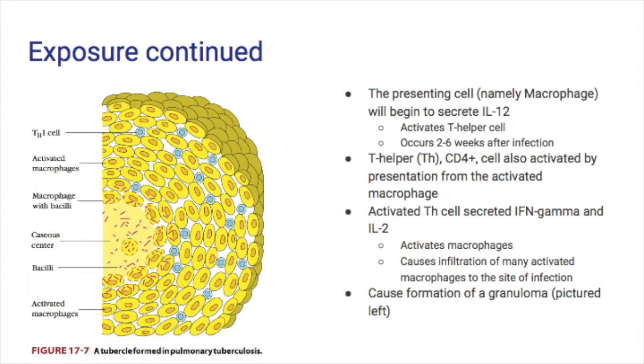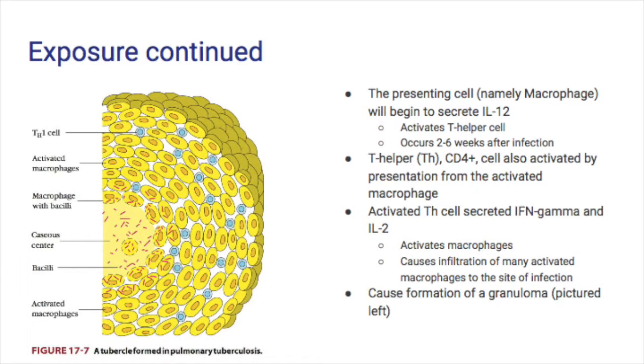So now I'll talk a little bit about what happens when that T helper cell gets activated and how it does that. So the presenting cell, namely the macrophage, could be a neutrophil, could be a dendritic cell, will begin to secrete IL-12 once it does recognize that it has engulfed a non-self cell. And this IL-12 will go to activate a T helper cell. It'll give it that second signal as shown in the last figure. This occurs about 2 to 6 weeks after the infection occurs, so after that initial exposure.